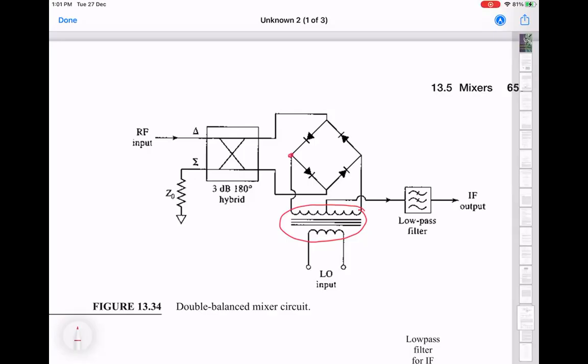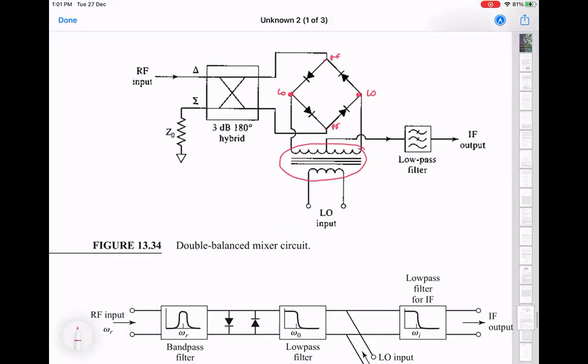So you see the LO is going across these two terminals, and the RF is going across these two terminals. So this kind of balancing allows us to cancel out these unwanted terms. And then the IF is actually taken from the same terminal as the LO, because the mixing products are appearing everywhere. And then you put a low pass filter and take the IF output out. So this is the most commonly used circuit. If you look for mixers, you'll see they'll usually be a double balanced mixer circuit as well.